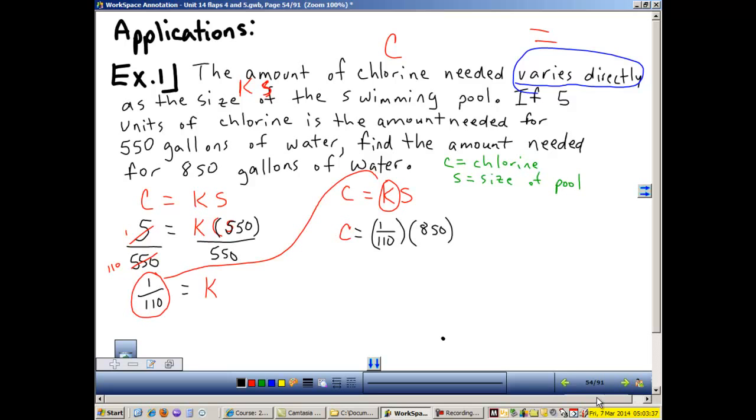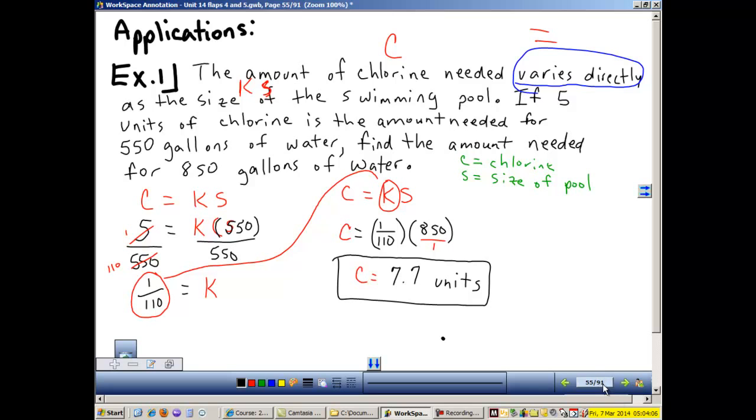Plug this back into K in the other equation. Also plug in what we know. We know we have 850 gallons of water. We're looking for our number of units. Multiply those together and we get 7.7 units.